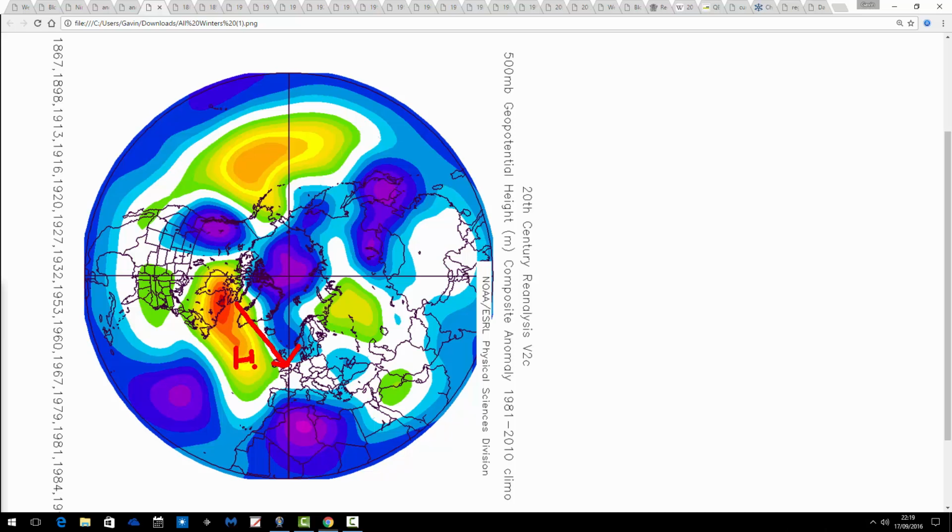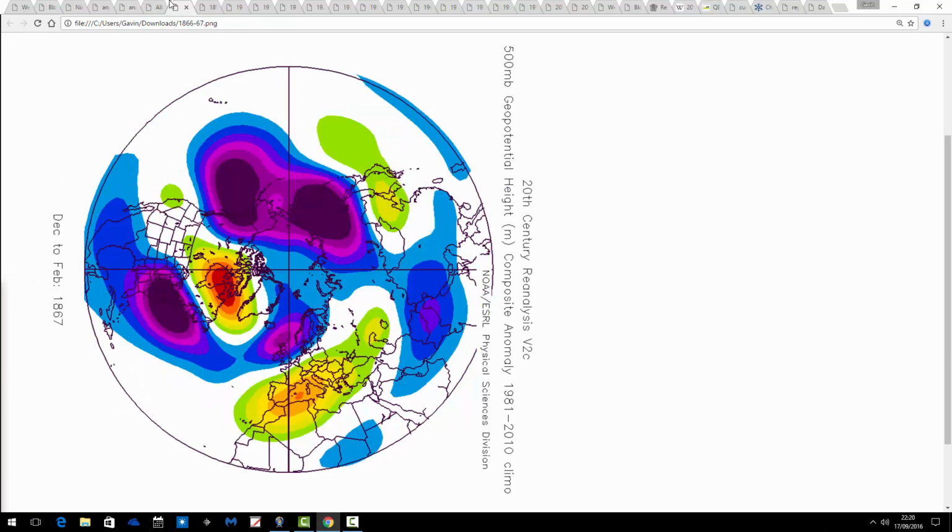We do tend to get this ridge in the central part of the Atlantic, which of course is tending to block off the Atlantic. So not particularly wet winters following an El Nino. I would assume very often these winters can be dry. So let's have a look at them on an individual basis.